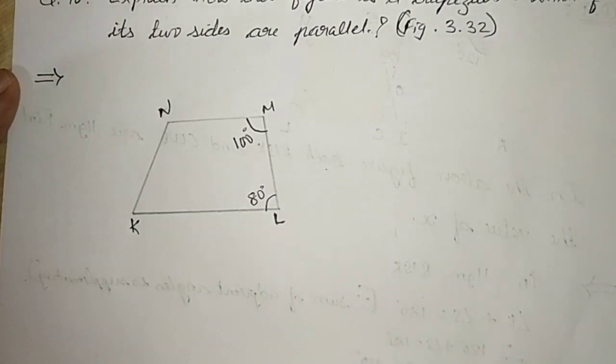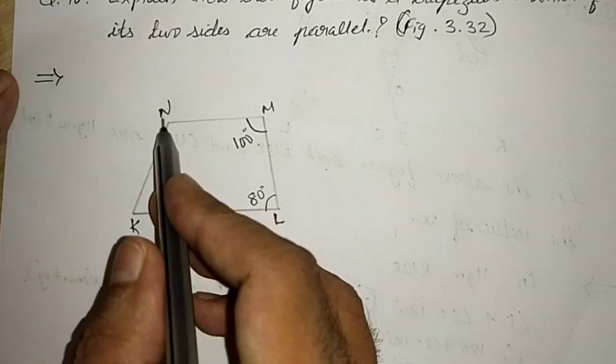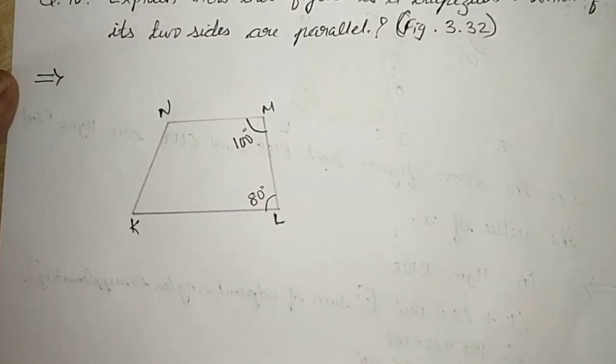But we have to prove that. We don't simply say that NM is parallel to KL, that we have to prove. So how will we prove it?